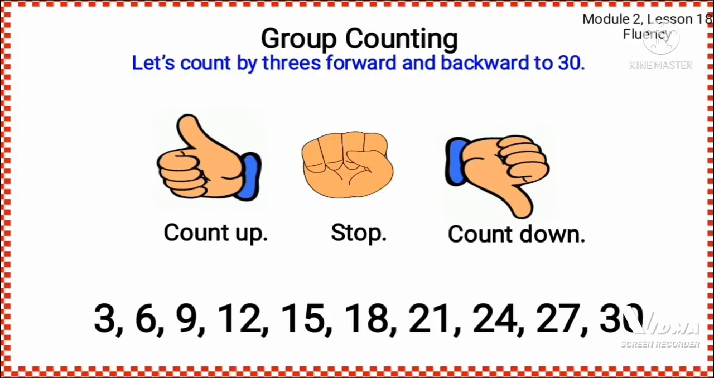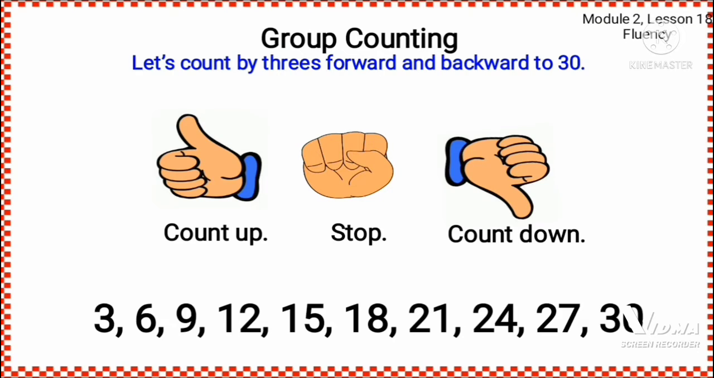First, let us do group counting. Remember, as I explained to you, this is the same as your multiplication table. If we count by 3, it's the same as your 3 times table. So let us do counting by 3 to 30.